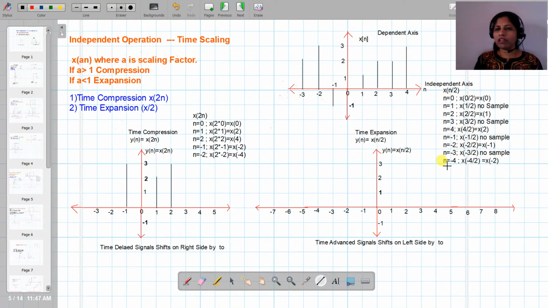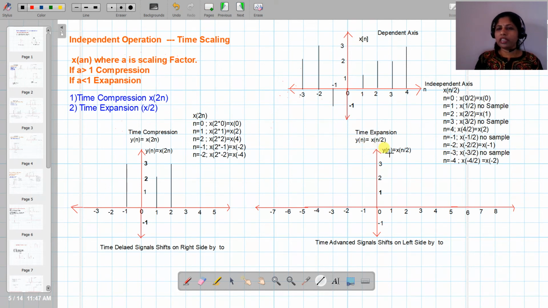Now these are the n values we are finding for y. See here, for y of n with n equal to 0, your equation is x of 0 upon 2, that is x of 0. On x of 0 there is no sample, so no sample we are drawing on 0. Next, when n is equal to 1, y of 1 is equal to x of 1 divided by 2, that is x of 0.5. We are not considering 0.5. There is no sample.